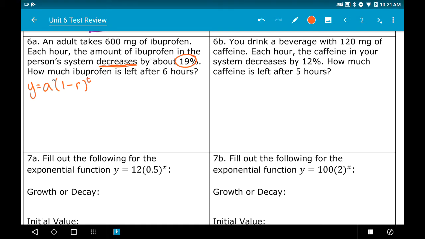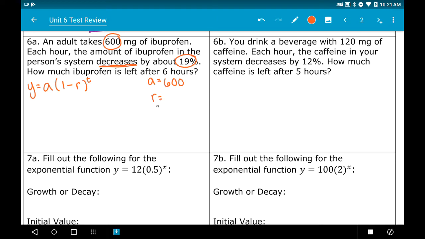So now we just need to figure out what a and r are so we can figure out our equation. So a is always going to be the amount that you start with. So if we read this question, it says we start with 600 milligrams. So our a is going to be 600. A is always the initial amount that you have.